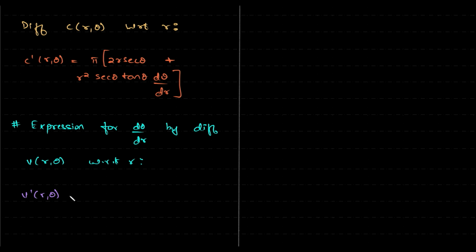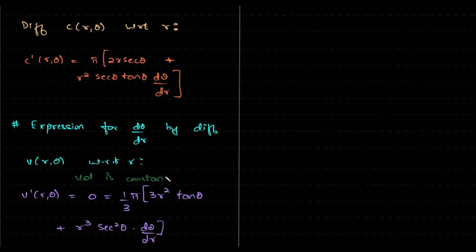Okay, let me continue. So differentiation of any constant item is 0, and on the RHS we have this expression. So I think this is 3r square tan theta, if I'm right, plus r cube secant square theta d theta by dr, closing the brackets. Again, this is happening because volume is constant, right? Whatever I do, this has to remain constant. That is the whole question. So that's 0.